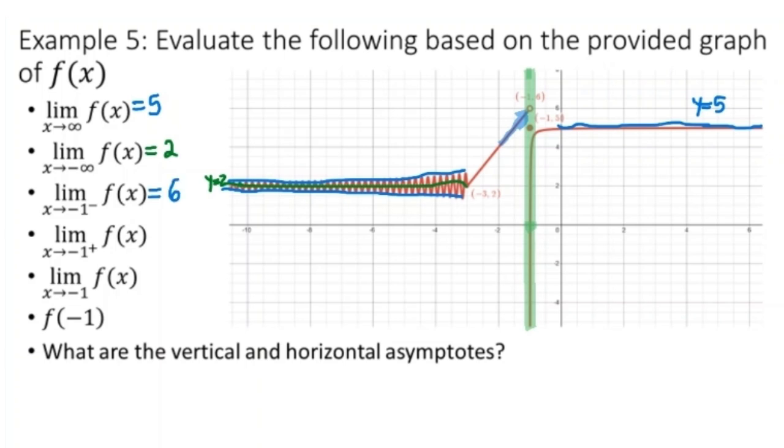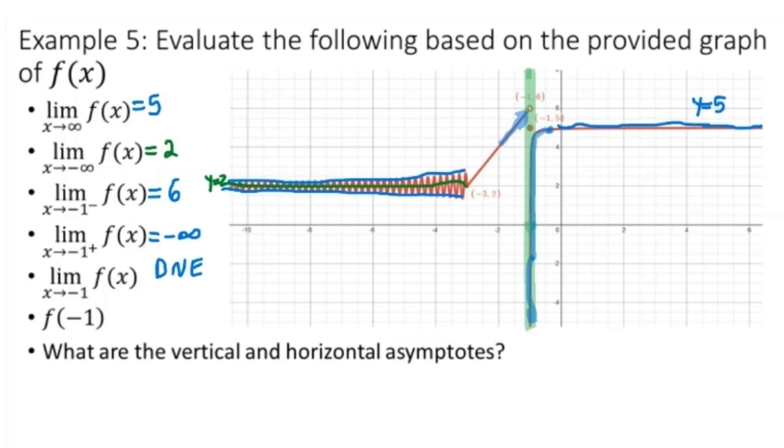Now we'll find the limit as x approaches -1 from the right. If we start from the right of x equals -1 and we trace, we can see that our function decreases without bounds. So our right-hand limit will be negative infinity. Next, we'll find the limit as x approaches -1 from both sides. Since our two one-sided limits are not the same, our two-sided limit does not exist.